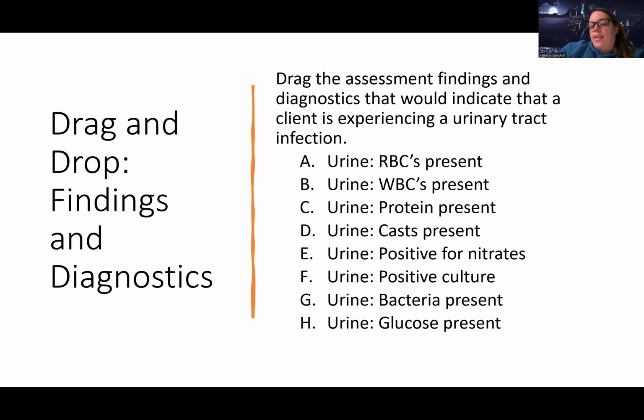Casts present. Now you might be like, what the heck is a cast? We haven't talked about them yet, but the answer is yes. This is only though for upper urinary tract infections. So what happens is that when you have an upper urinary tract infection, sometimes some of the tissue can slough off or get broken down, and as a result, the cast, or the dead tissue from the kidneys, starts to slough off into the urine.